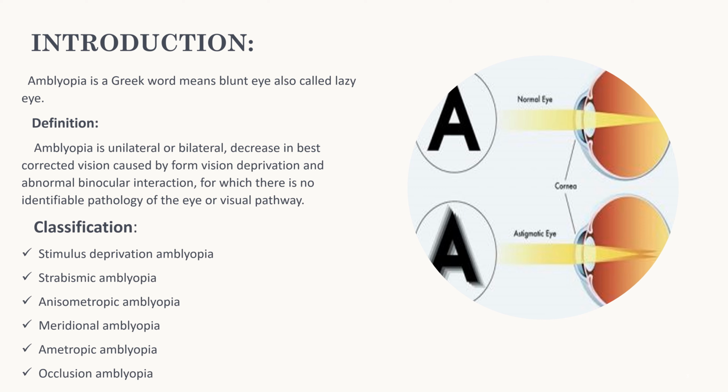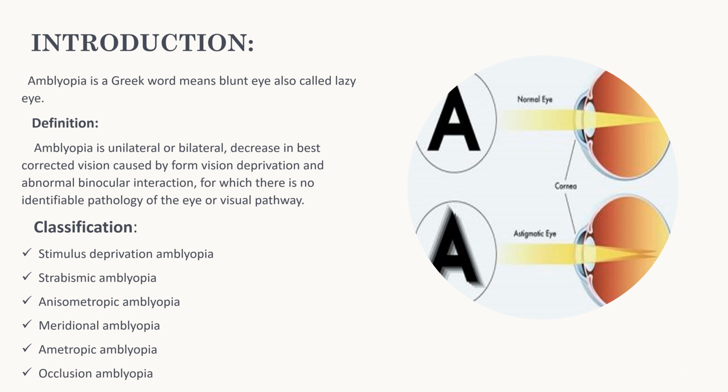Okay, moving on, next step is classification. The first one is stimulus deprivation amblyopia, in which there is a lack of visual stimulus. It may be complete or partial. Complete is where no light enters the eye. In partial, there is some passage of light into the eye. Strabismic amblyopia is the result of manifest strabismus. Third one is anisometropic amblyopia. A difference in refractive error of the two eyes is called anisometropic amblyopia.